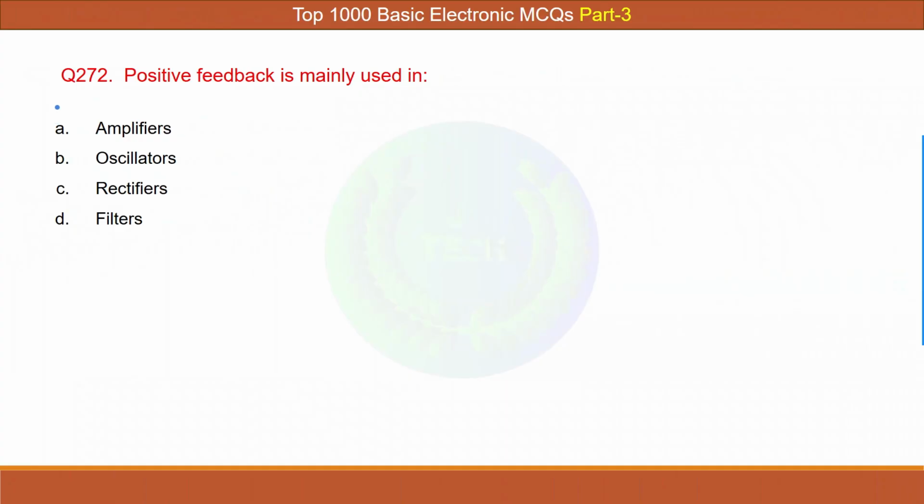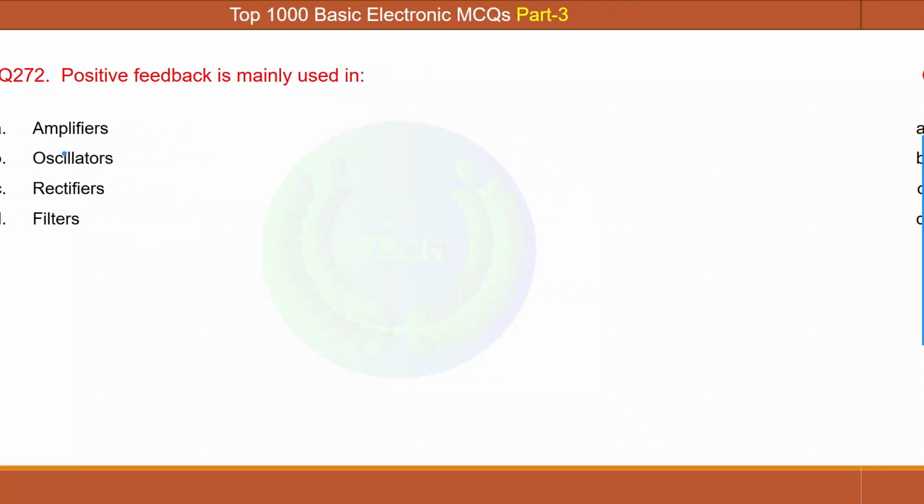Next question, question number 272. Positive feedback is mainly used in option A, amplifiers, option B, oscillators, option C, rectifiers, option D, filters. The answer is option B, oscillators.